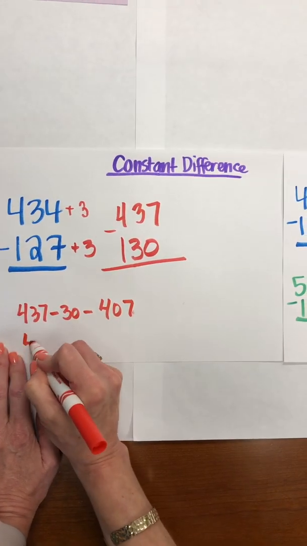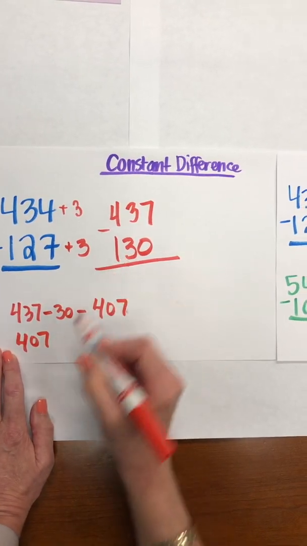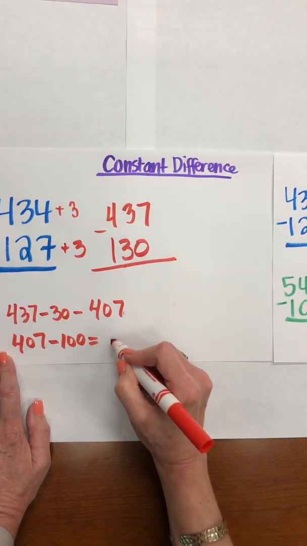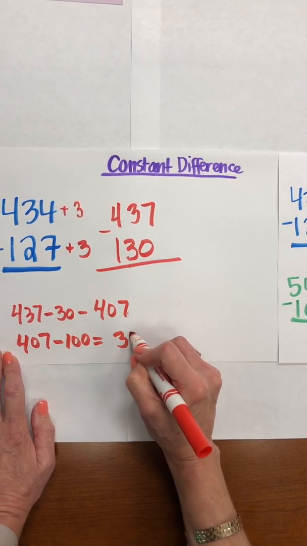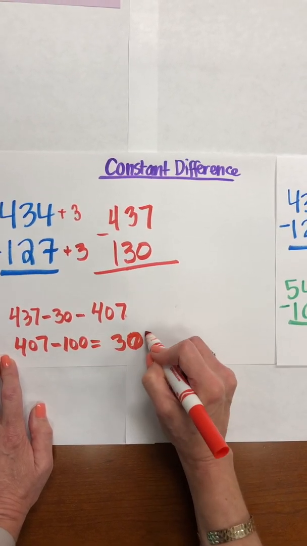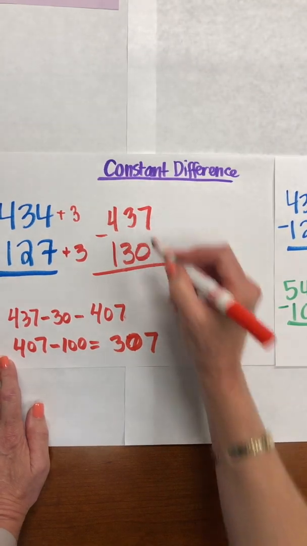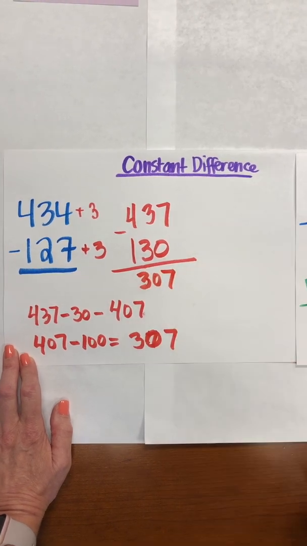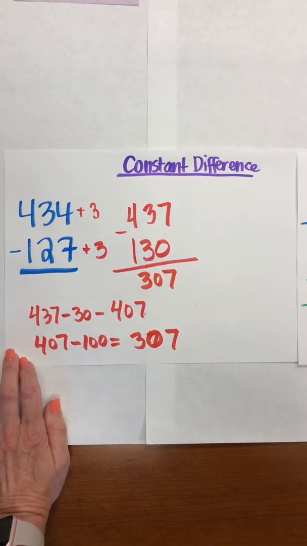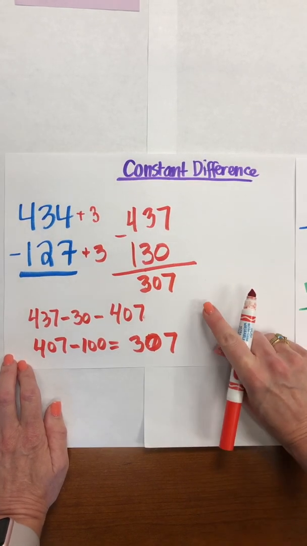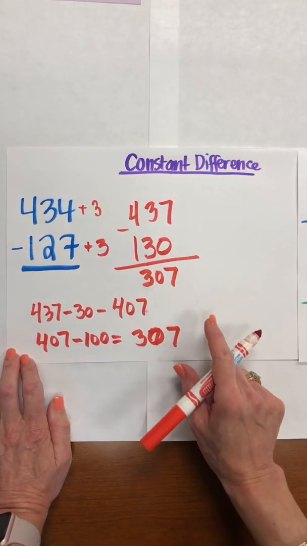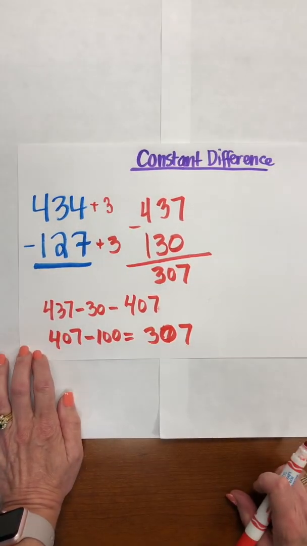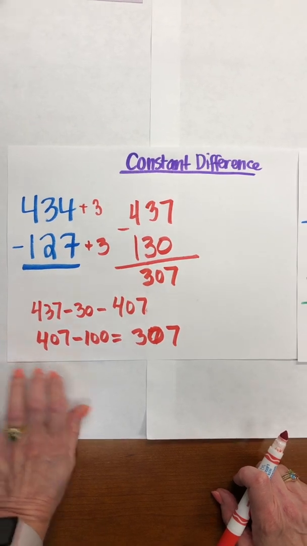Then if I think of my 407 and I take away or subtract my 100, which second graders are comfortable doing, then that takes me to 307. So 437 minus 130 equals 307. We want to think about subtraction as being the difference and how far apart one number is from another. So if I'm adding 3 here, then I also need to add 3 here to make my difference the same, or my distance the same.